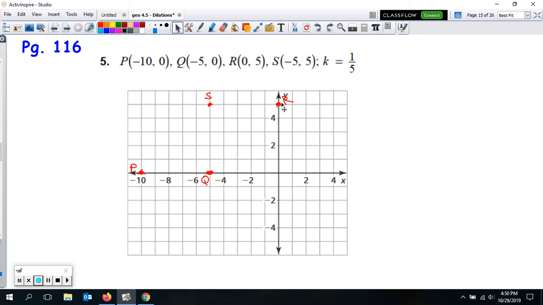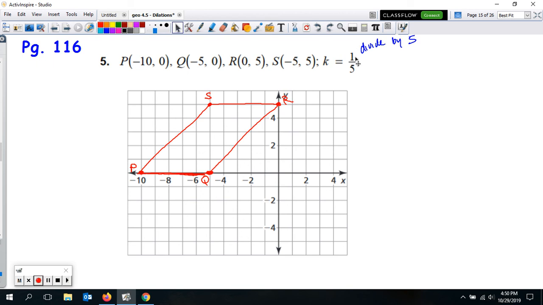And let's just go ahead and connect the points there. That actually makes a parallelogram, is what this shape is called, a parallelogram. Both sides are parallel here. Then the scale factor says that k is 1/5. So if it's 1/5, that means we can just divide by 5.